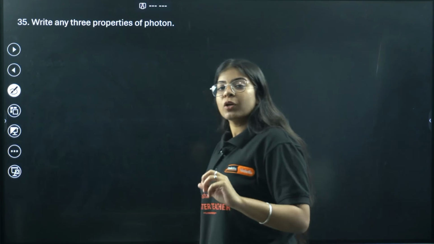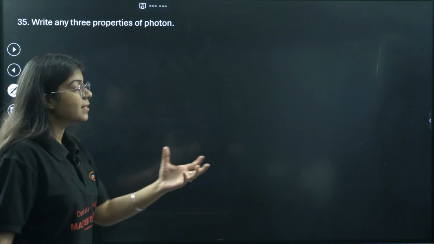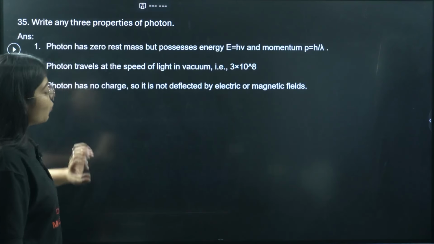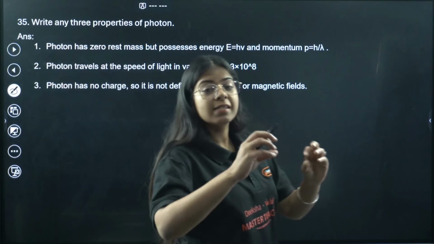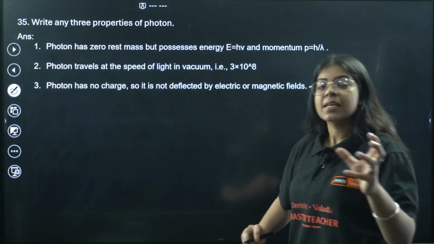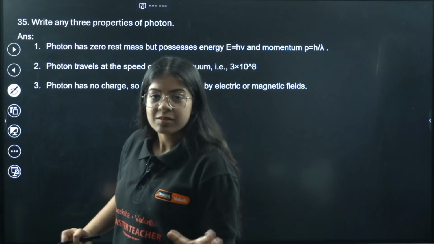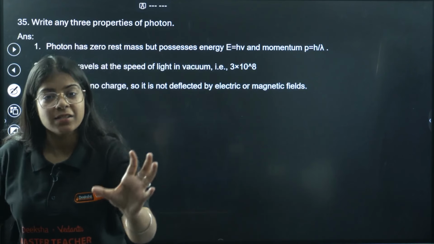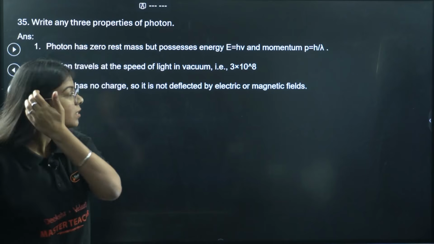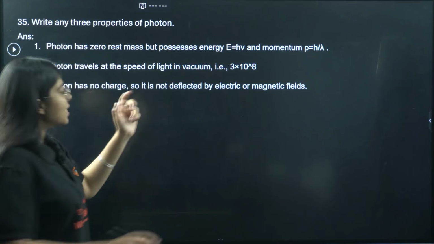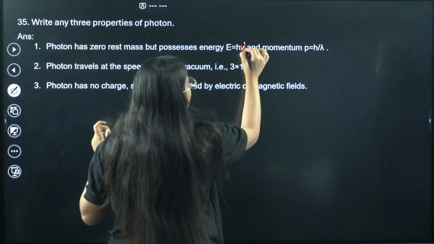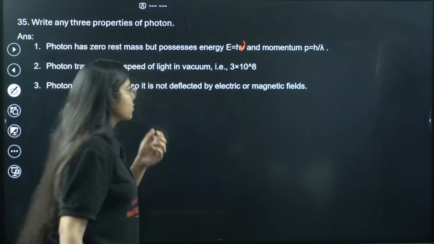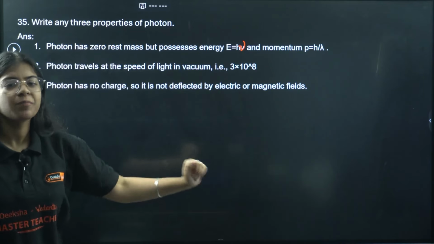Next question says, write any three properties of photon. Now, photon we know is a particle that we define light with. It's a particle basically. So, what does a photon have? Photon has zero rest mass. It does not have any rest mass when it is at rest. That is what rest mass is. So, it's zero. Its energy is h into nu, Planck's constant and frequency. And momentum is h by lambda.